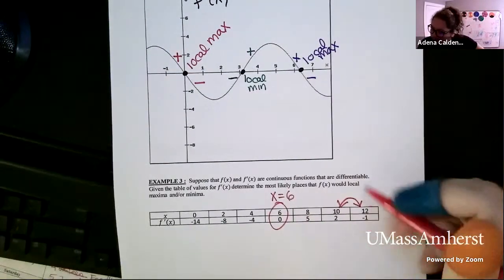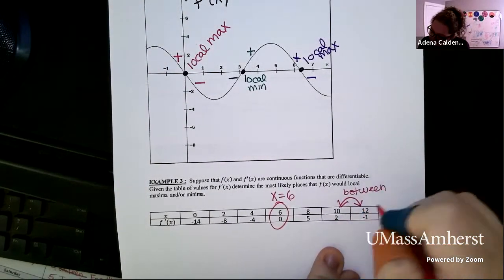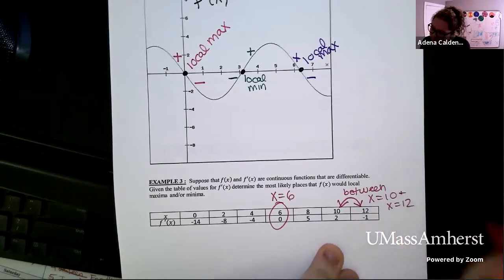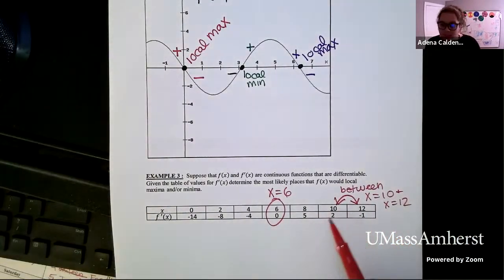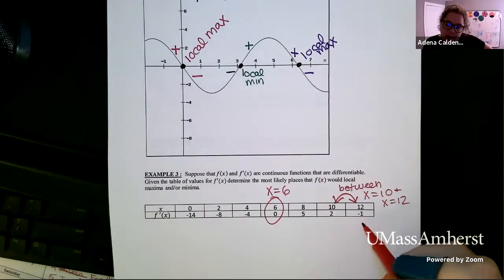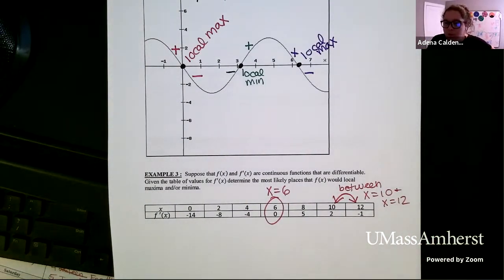And then we have another one between x equals 10 and x equals 12. So there's a critical point somewhere in there. And we know that because our table changed signs. Okay, it doesn't matter if it goes from positive to negative or negative to positive. If your derivative changes signs, it had to go through 0.